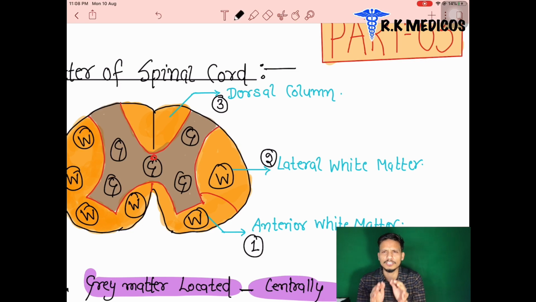So these are so simple. They are the 2 types of tract. So in this white matter, we are going to see 2 types of tract.